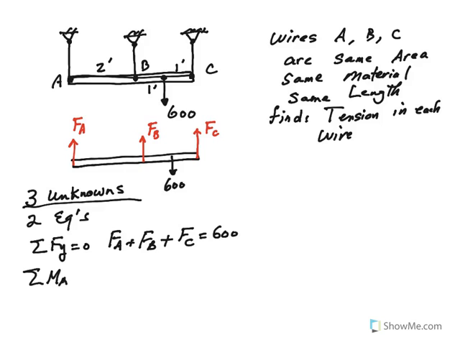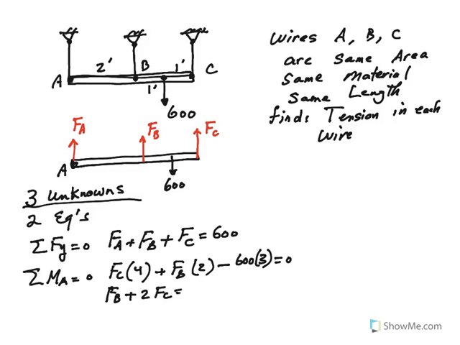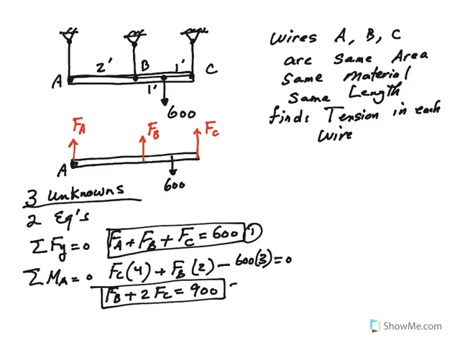And moment equation. Take moment about any point you want. I'll take it about A. All right, so I have an FC times 4, FB times 2, and then a 600 times 3. Which actually, if you divide it by 2, you get FB plus 2FC equal 900, right? So one equation here, 1, 2. Need a third equation, guys. That's again where geometry comes into play.